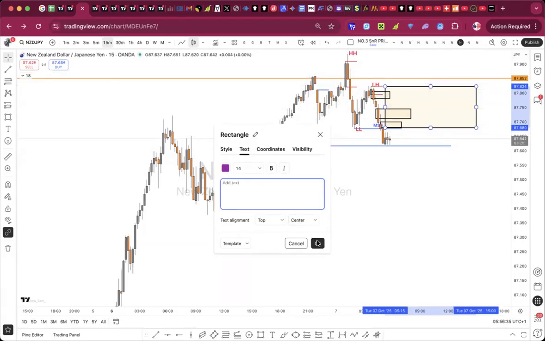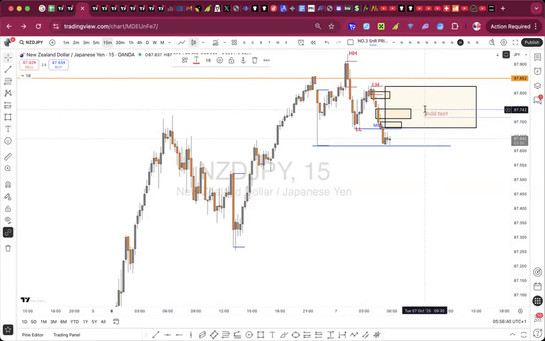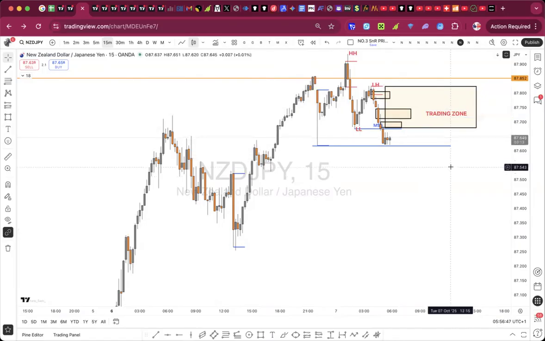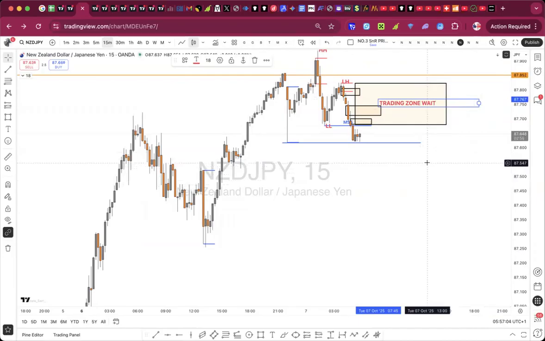Okay, so let me bring it in. Trading zone. So we'll wait for this market to return back to this zone, then we'll be selling. Trading zone, wait till the London session.